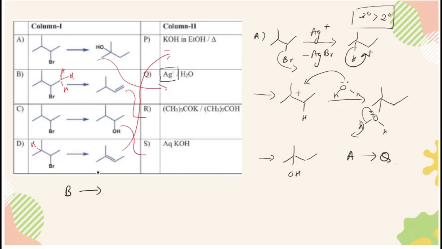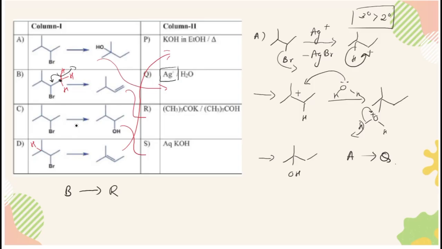Let's check for B. So as I mentioned earlier, there will be 3 hydrogens here on this carbon. What happens? The specific base, the bulkier base will take this hydrogen as proton and dehydrohalogenation will become simpler. Therefore, B matches with R.